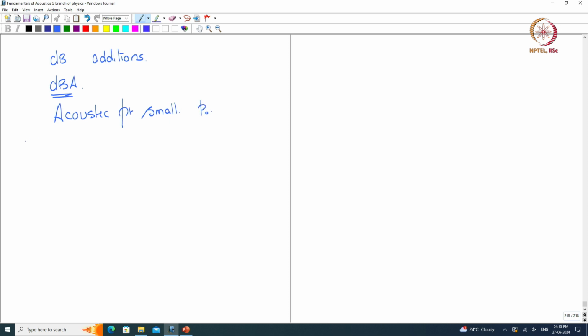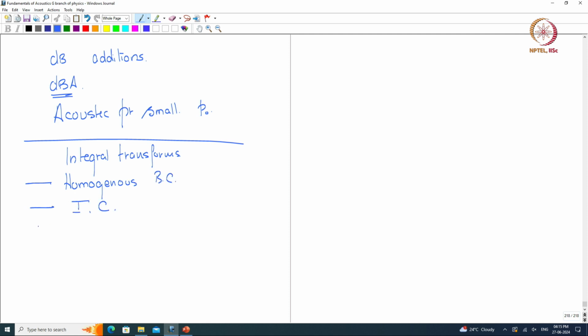Following this, we looked at integral transforms. Where we had homogeneous boundary conditions, we had initial conditions, and we had forcing. And using Laplace and Fourier transforms, we found solutions.